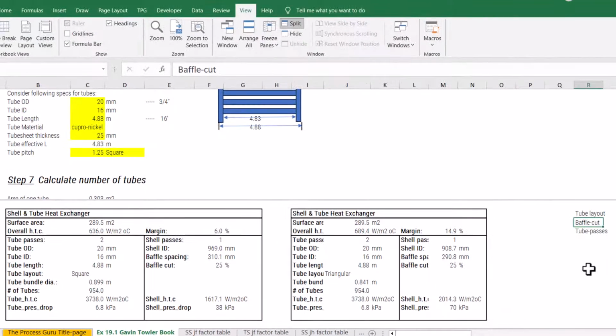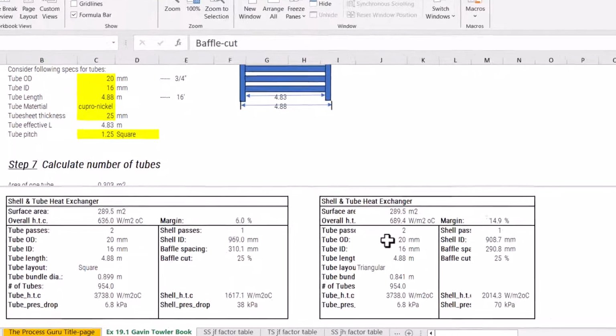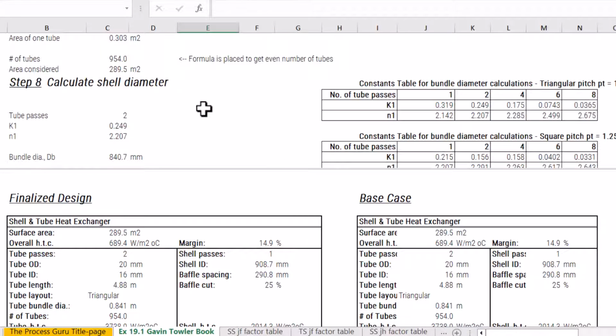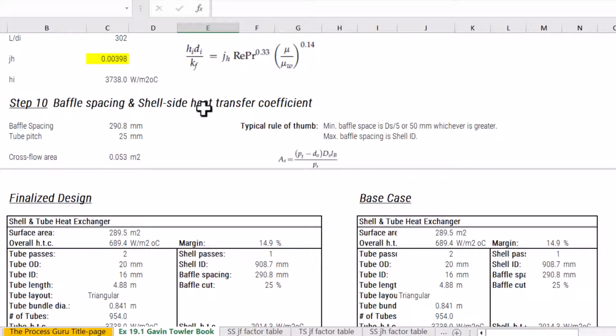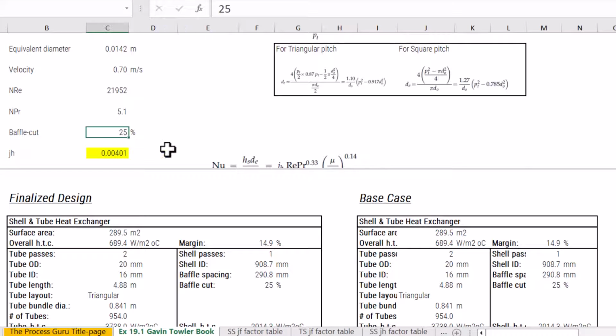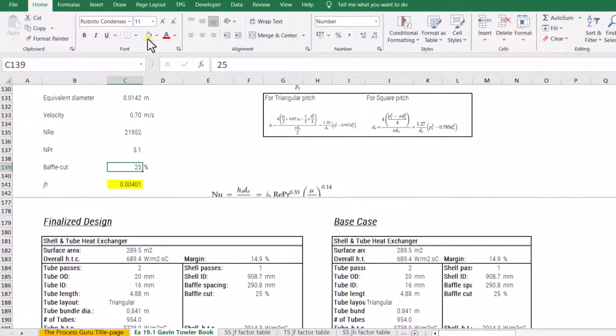Now let's move to the next one. Let's see what would have happened if we had changed the baffle cut. In the base case design, the baffle cut is around 25%. Let's roll back from square to triangular layout, and the baffle cut is somewhere here. I think it's step number 10. Instead of 25, actually we should keep it like this because it's an input number.